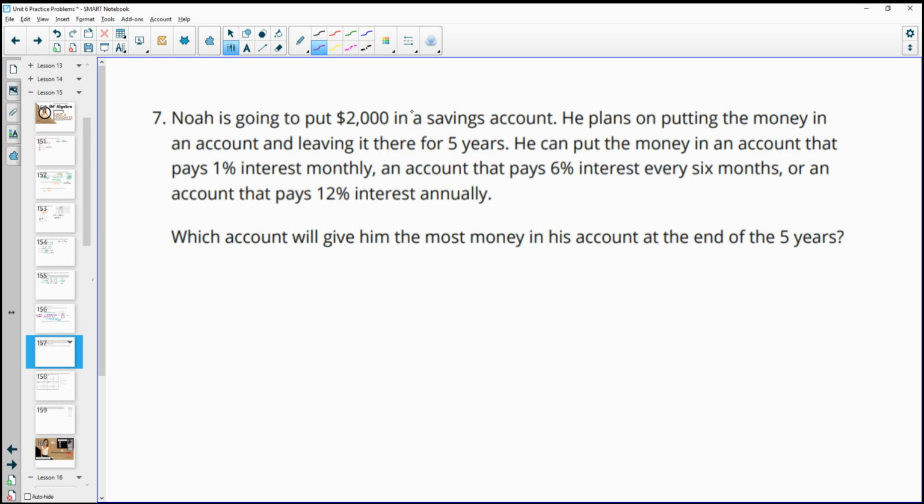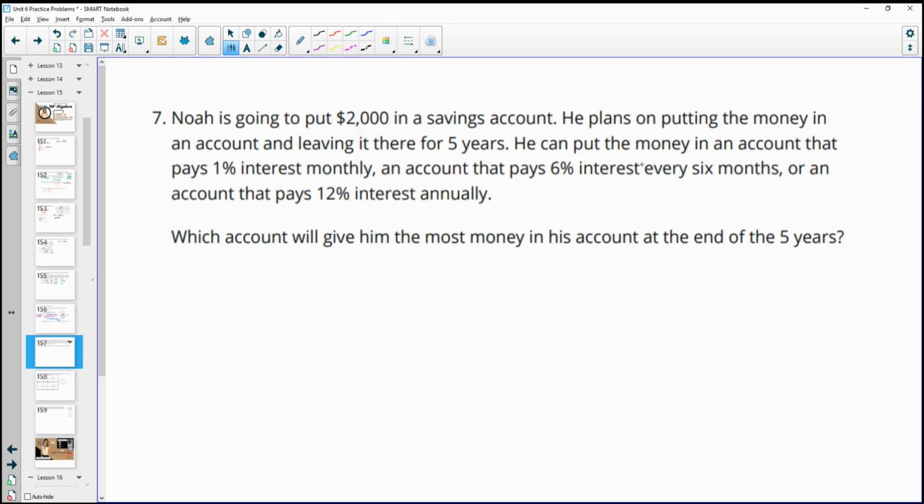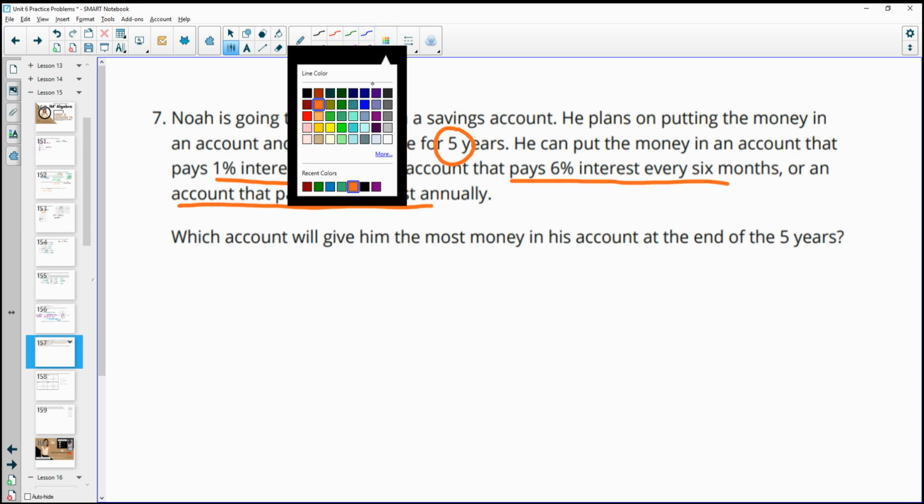Number 7, Noah is going to put $2,000 into a savings account. He plans on putting the money in an account and leaving it there for 5 years. He can put money into an account that pays 1% monthly, or an account that pays 6% every 6 months, or an account that pays 12% annually. Which account will give him the most money in his account at the end of 4 years?